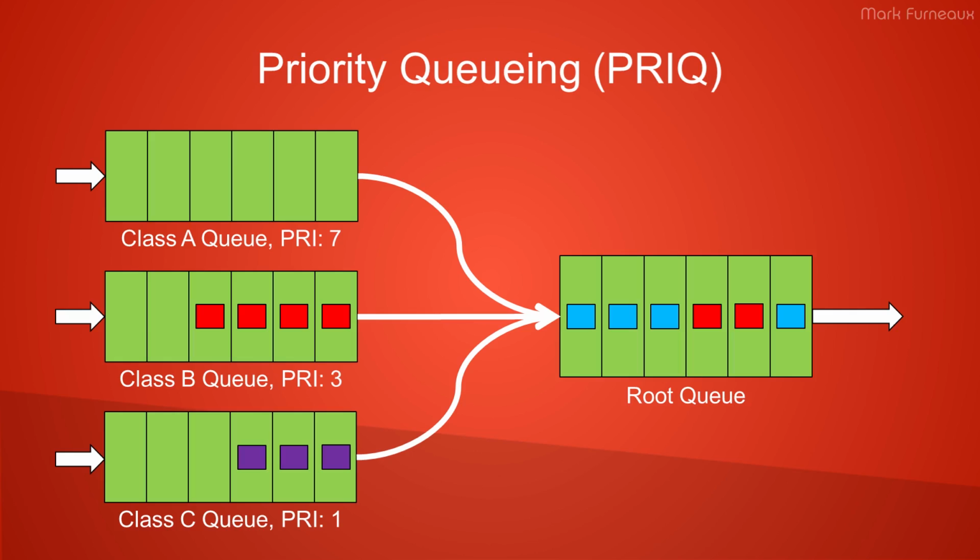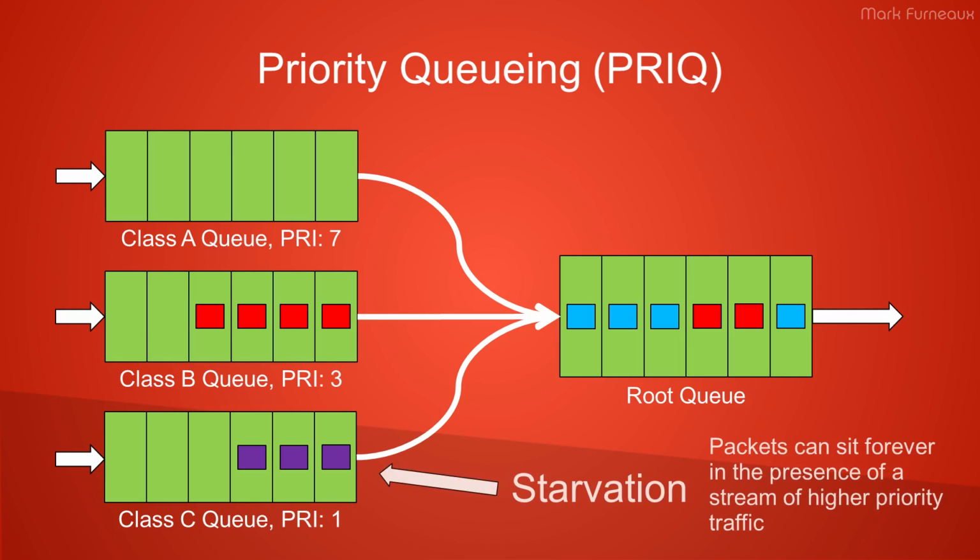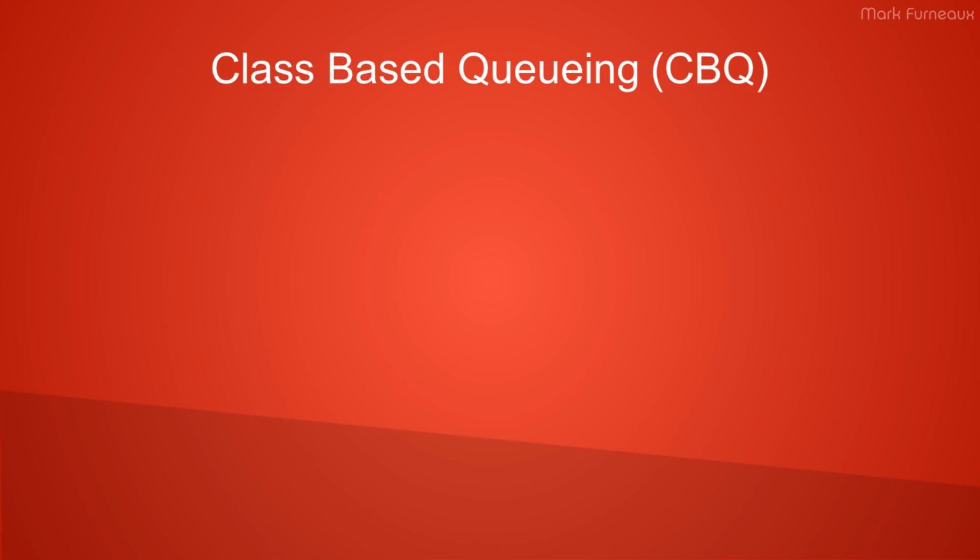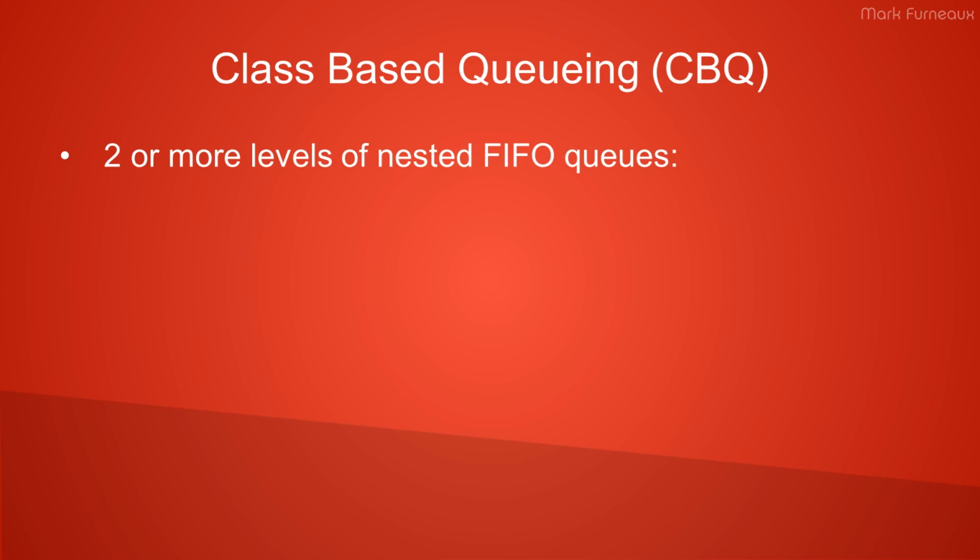And I think you can already see the biggest problem with this scheduler, and it's known as starvation. It's possible that packets in a lower priority queue can sit potentially indefinitely in the presence of a stream of higher priority traffic. And so it's not a fair scheduler is really what I'm trying to get at. And you can have these problems where you get massive latency on low priority traffic. The next scheduler addresses this starvation issue, and it's known as class-based queuing. This is similar to PRIQ in that we have nested FIFO queues.